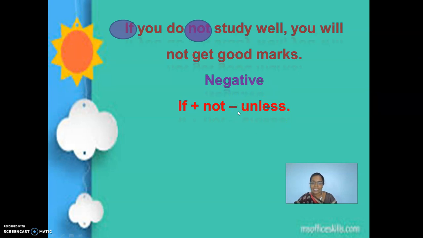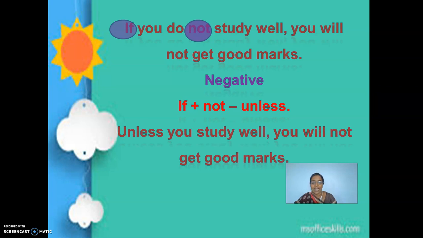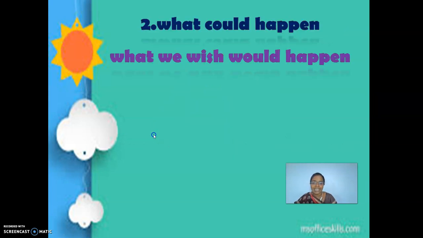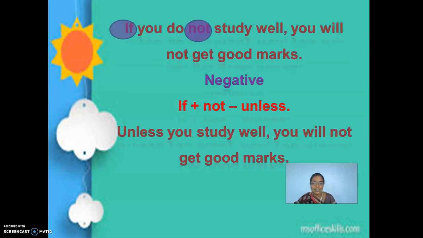How can it be replaced? Note down the example sentence. Unless you study well, you will not get good marks. Is the thing clear for you, children? See, if you do not study well, you will not get good marks. Whereas, if you remove if and not from the sentence, you can write the sentence like this. How will you write it? Unless you study well, sorry children, wait for a while. Unless you study well, you will not get good marks. Have you got the sentence now?